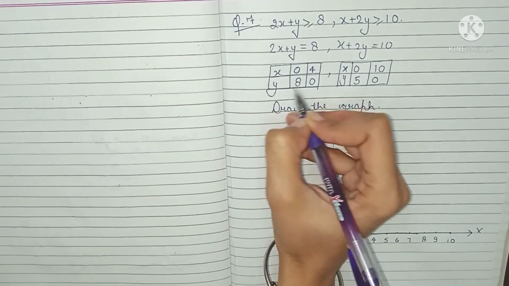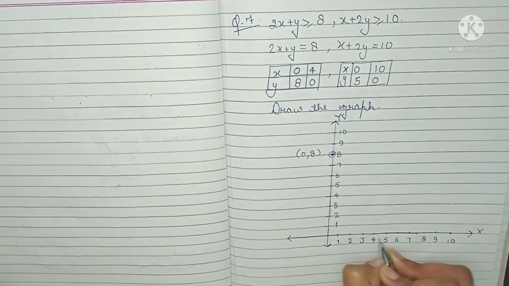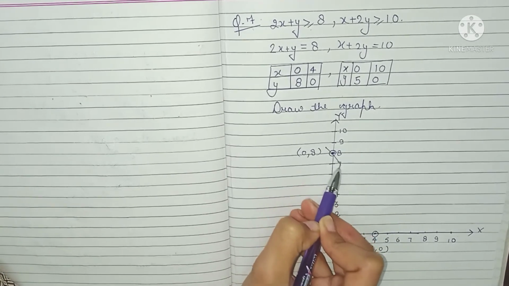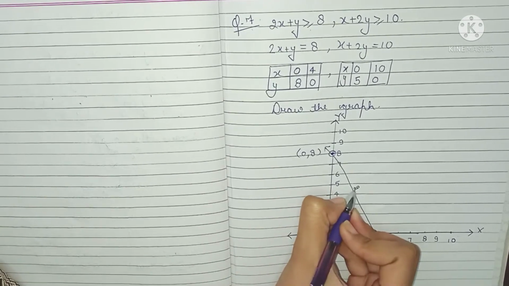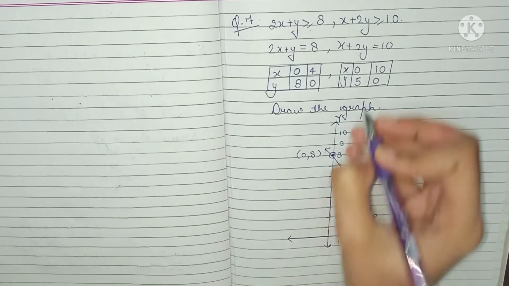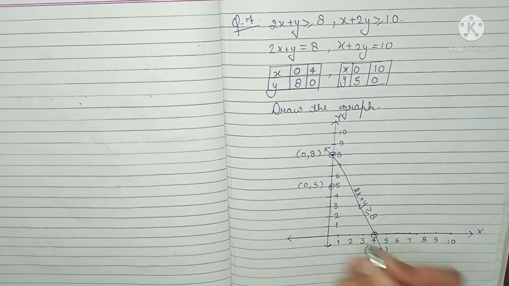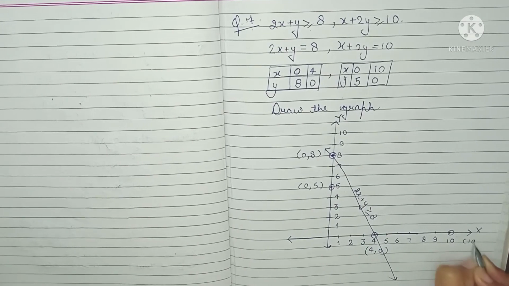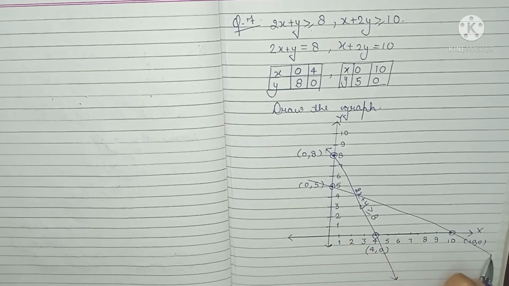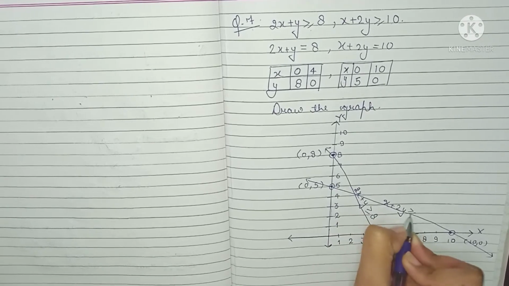When x is equal to 0 and y is equal to 8, this one is your point 0, 8, and when x is equal to 4, y is equal to 0, this one is your point 4, 0. Now you have to join these 2 points. This one is your line of 2x plus y is greater than or equal to 8. And when x is equal to 0 and y is equal to 5, this one is your point 0, 5. And when x is equal to 10 and y is equal to 0, this one is your point 10, 0. Now you have to join these 2 points. This one is the line of x plus 2y is greater than or equal to 10.